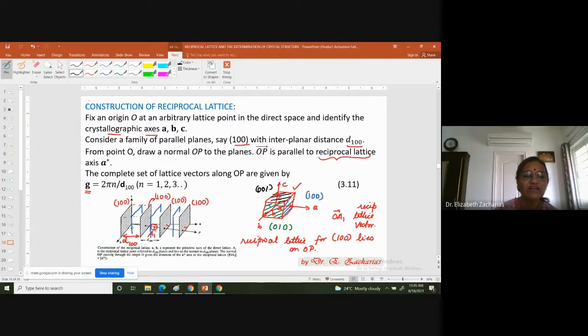Where is it cutting your A axis? It is cutting at half. Yes or no? This plane is cutting the A axis at half, and it is not cutting B and C.